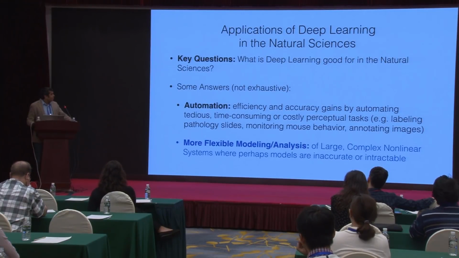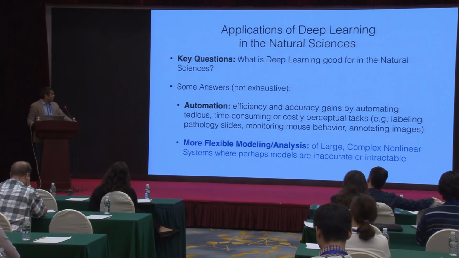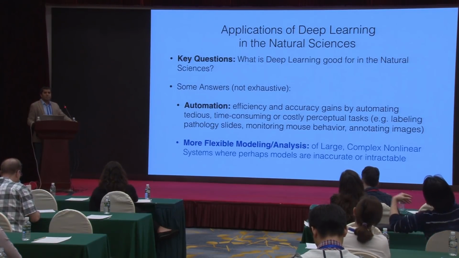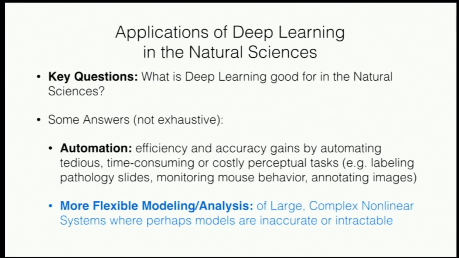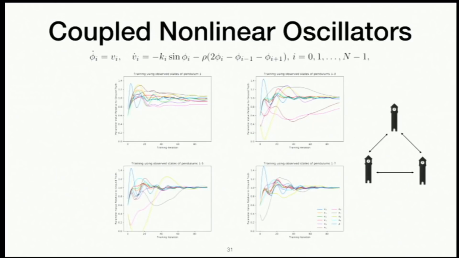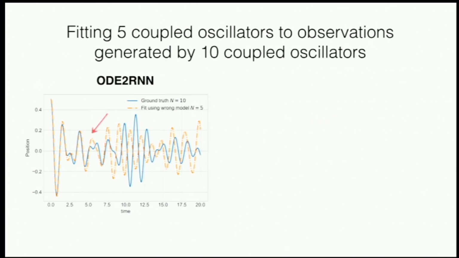So what are some applications of deep learning in the natural sciences? The key one is automation, where you try to automate away tedious, time-consuming, or costly perceptual tasks. But the more flexible modeling application is the one that we really care about: how do we model large, complex, nonlinear systems? I'll jump ahead and show you an example of what happens when you pit deep learning against recurrent neural networks, and this will motivate the next two talks.